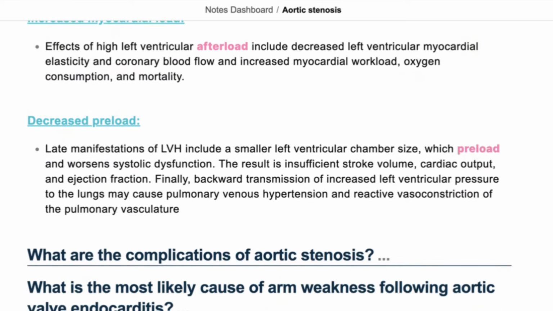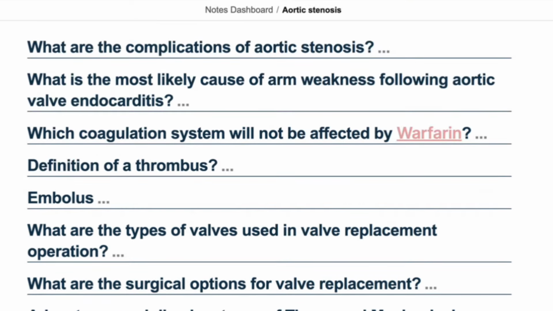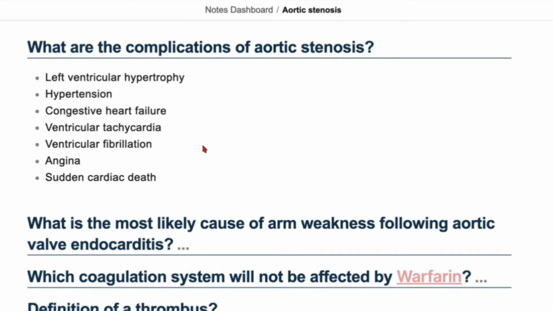What are the complications of aortic stenosis? So, number one, you'd have syncope. Well, typically patients would be asymptomatic, but you can get angina, you can get syncopal episodes, you can get dyspnea and shortness of breath, and other complications would be increased risk of stroke and also venous thromboembolism. What's the most likely cause of arm weakness following aortic valve endocarditis? So this would be a thromboembolus that has subsequently caused a stroke and therefore unilateral arm weakness on the contralateral side to that of the stroke.